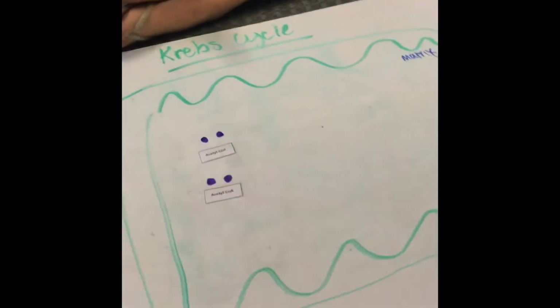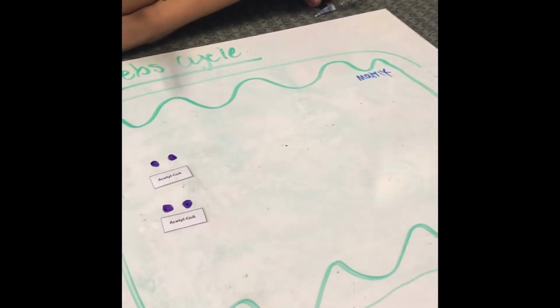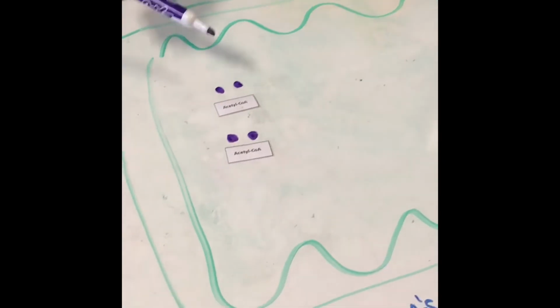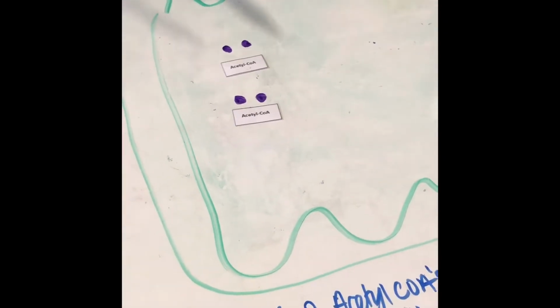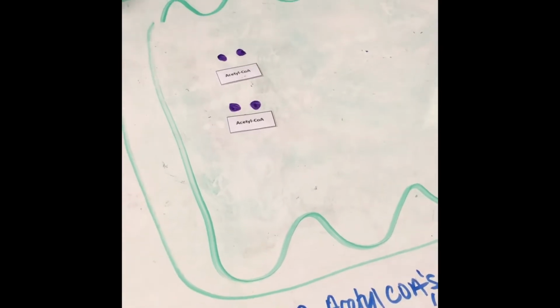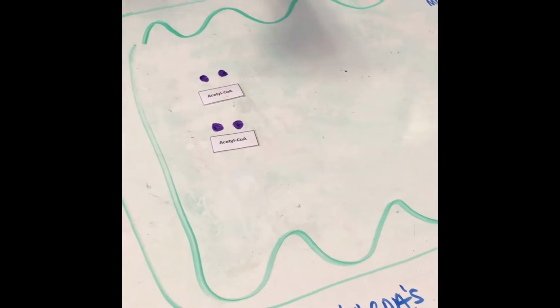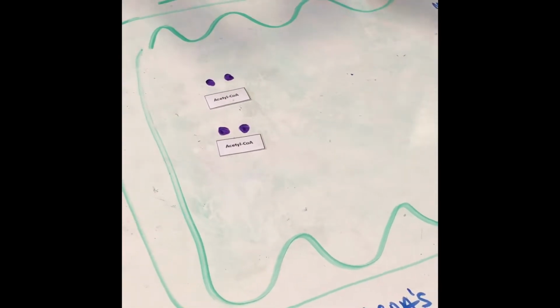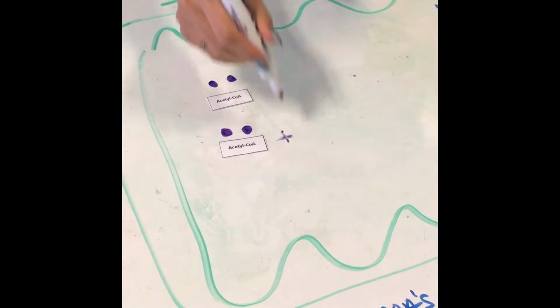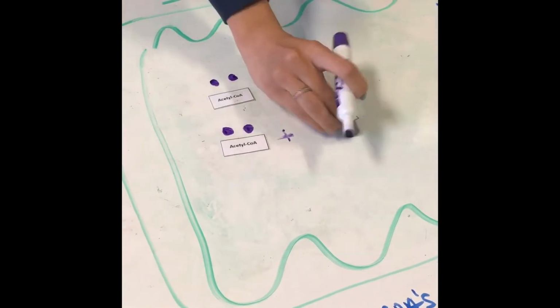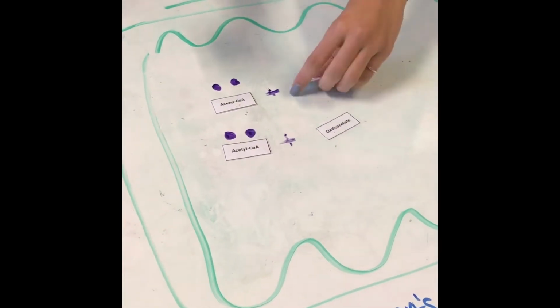So now we have the Krebs cycle, and this takes place in the mitochondria in the matrix. So what we have here is acetyl-CoA, and this is the product from the link reaction. Acetyl-CoA is a 2-carbon molecule, and what we have to do is add a 4-carbon molecule onto it, which is oxaloacetate.